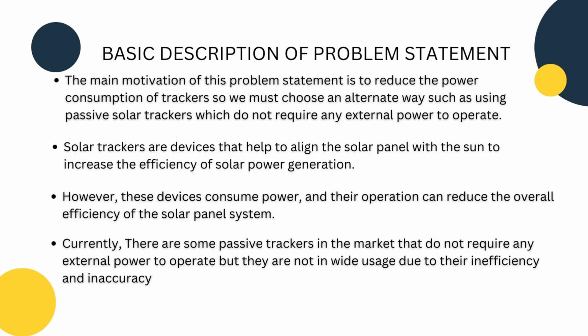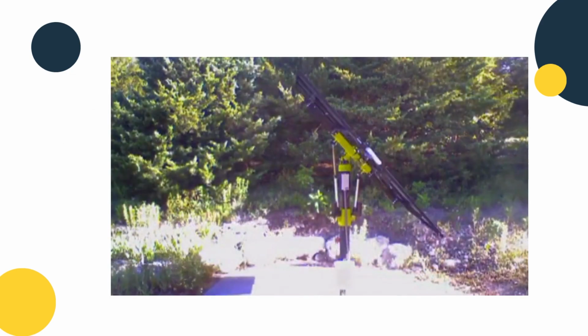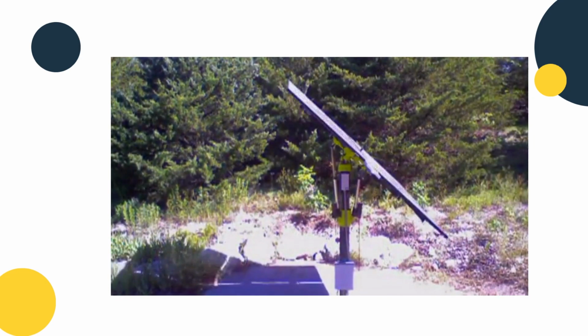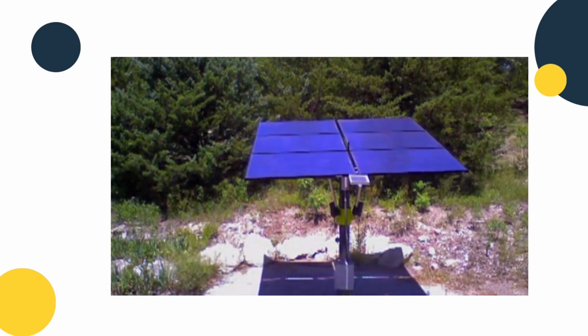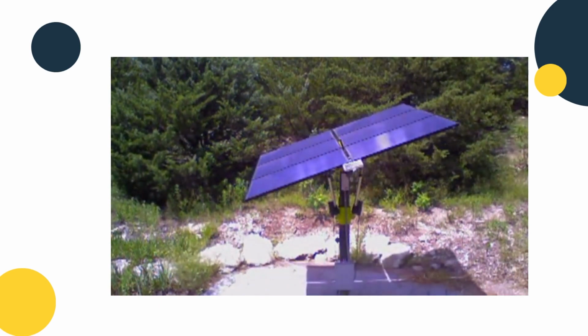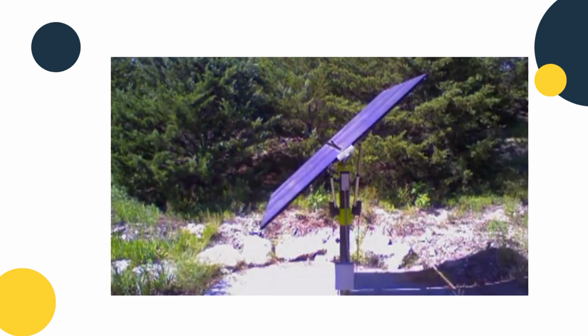So another, alternative method is to use passive trackers, which are not widely used in the market, but we can increase their efficiency and accuracy. And I have a very strong hope that in the upcoming future we can increase their efficiency and increase solar power generation. This is a sample example of a solar tracker in a solar panel, which helps the panel move around the sun rays in both axes, x and y, so that it can generate solar power.